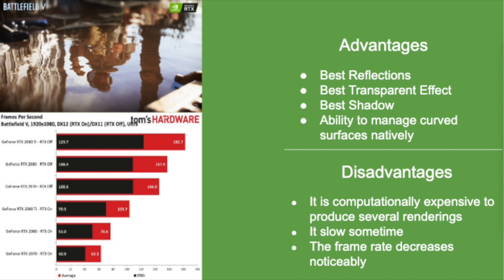On the other hand, the disadvantages of ray tracing are mainly due to the large computational capacity that is needed to perform the renderings, and because of that, sometimes the computer equipment ends up being overloaded and suffers from constant drops of frames per second.